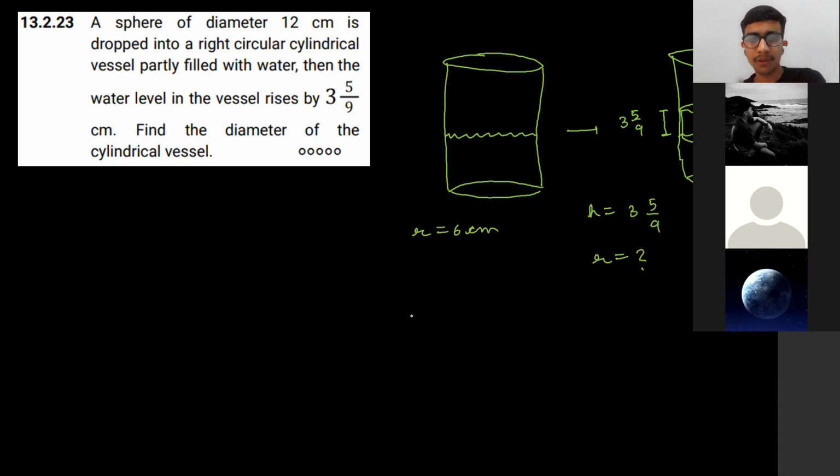So just equate the volume. That means 4/3 pi r cube is equal to pi capital R square H. Let's say this is capital H. New volume minus old cylinder volume. No, but how do you calculate the old cylinder's volume, Puneet? Yeah, H is not given here, so we cannot do that.